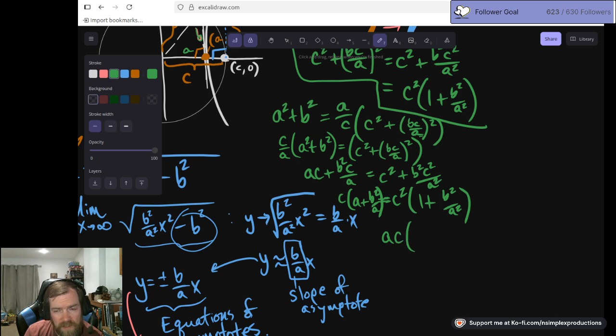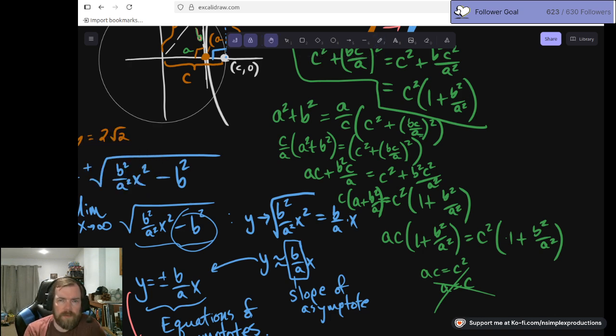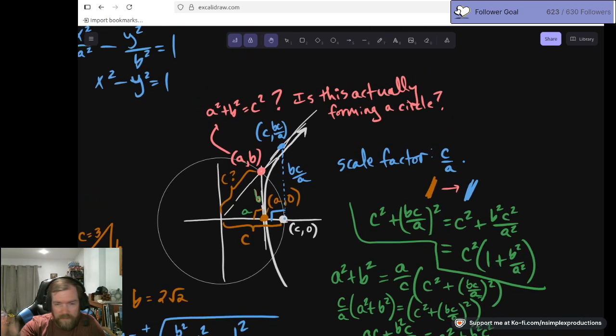This is ac times 1 plus b squared over a squared, which is equal to c squared. Okay, now a has to be equal to c, which means c has to be 1. Never mind. And none of this works. A does not always have to be equal to c, and in fact, can't be. So there's something wrong with my assumptions in here.